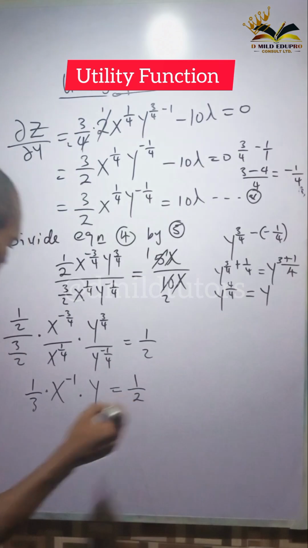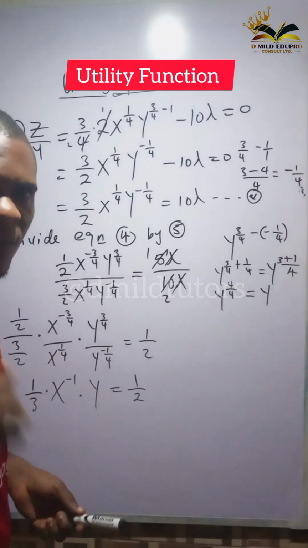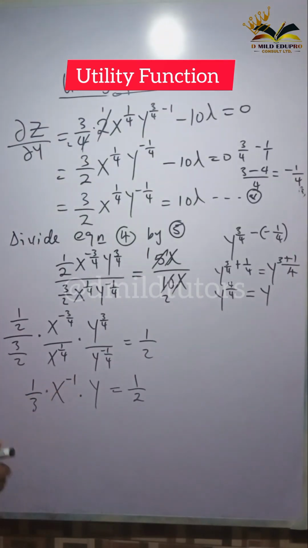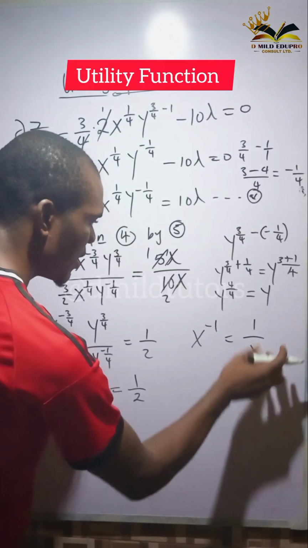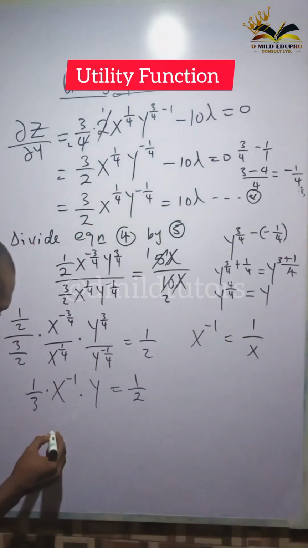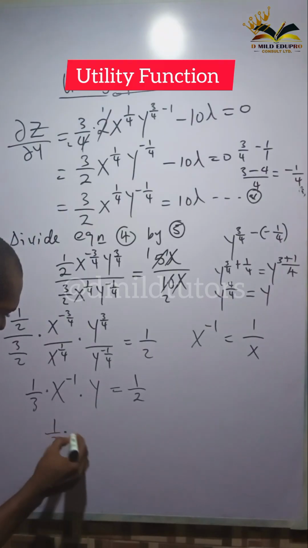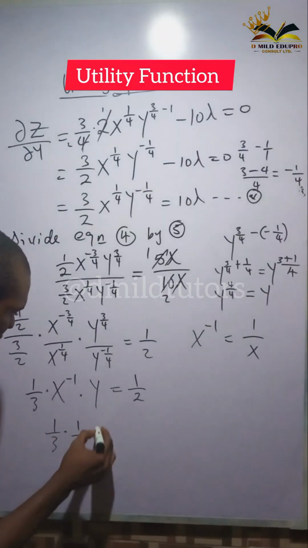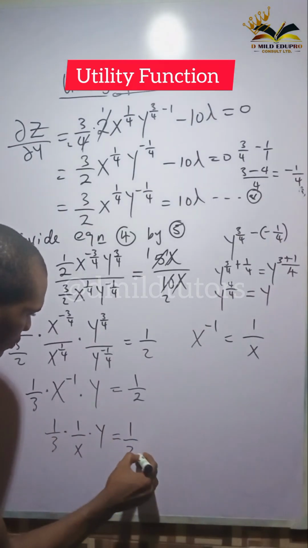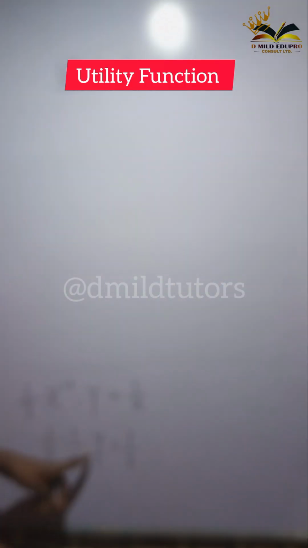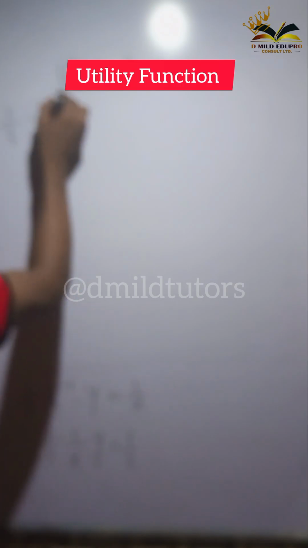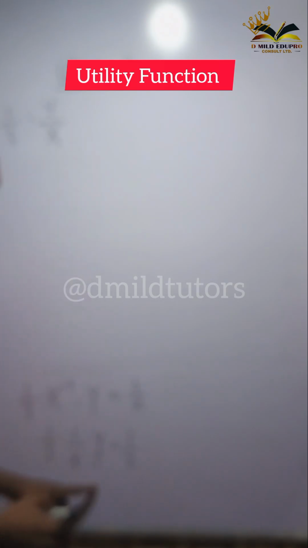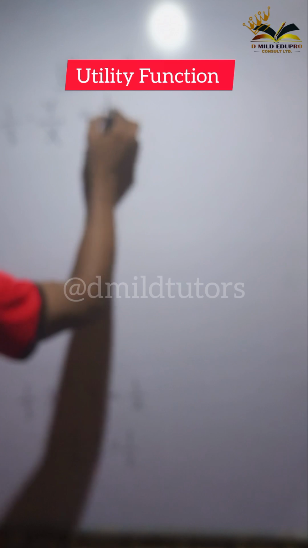x^(-1) y equals 1 over 2. So to further simplify, recall that x raised to the power minus 1 is the same thing as 1 over x. So we can replace this here. We now have 1 over 3 times 1 over x times y equals 1 over 2. We can do this as 1 over 3 times y over x equals 1 over 2.